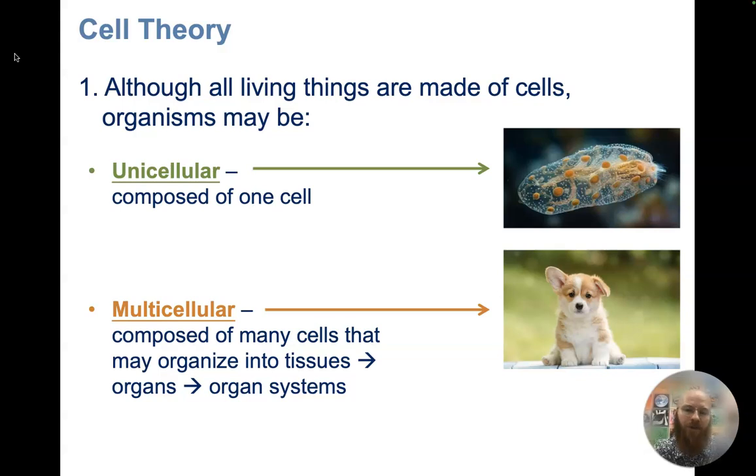And then you have multicellular, which just means multiple cells, and this is composed of many cells. These can organize into those higher levels of organization, like cells coming together to form tissues, tissues coming together to form organs, organ systems, and so on. And obviously the puppy is an example of an animal or a multicellular organism.